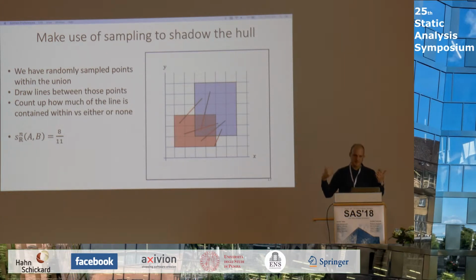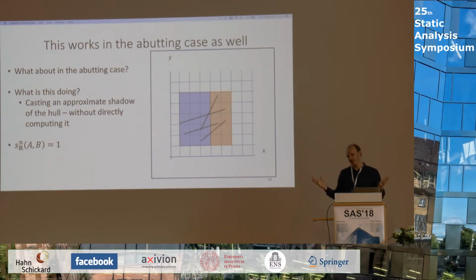So this gives us another score between 0 and 1 that we can use to judge the affinity of polytopes A and B, and this works in our case where they're sort of sliding around, and it also works in this abutting case rather nicely as well. So part of our intuition was, oh, this is sort of like casting an approximate shadow of the hull. As you take more samples from inside of A and B and you draw more line segments between A and B, you wind up with this sort of hazy, cloudy shadow of the hull of A and B.